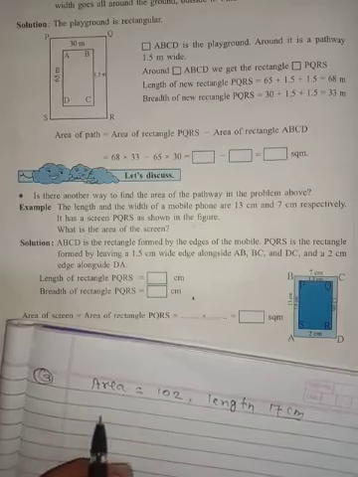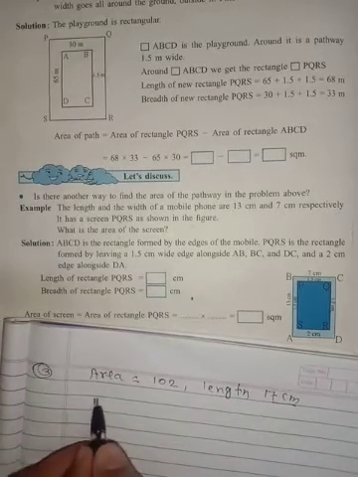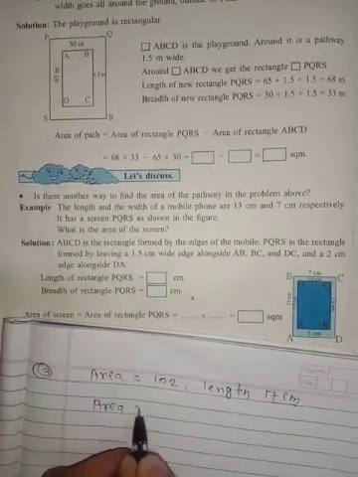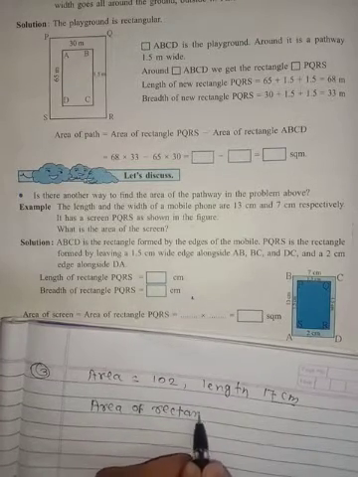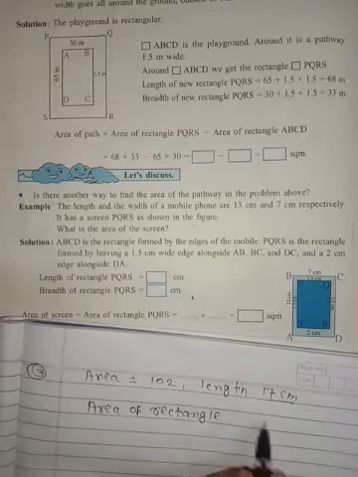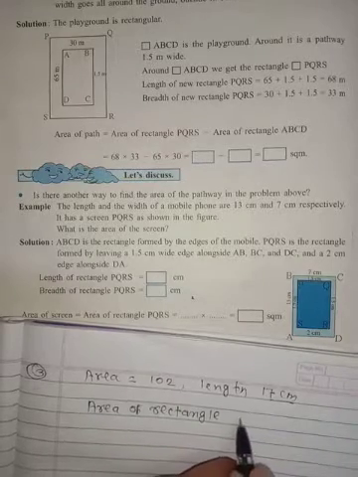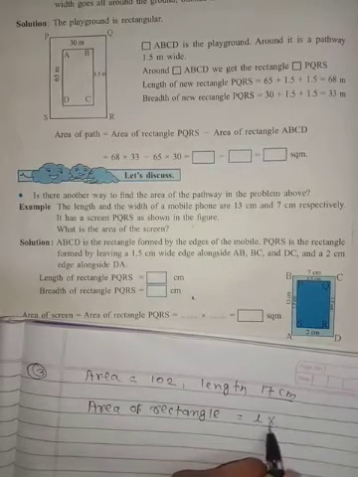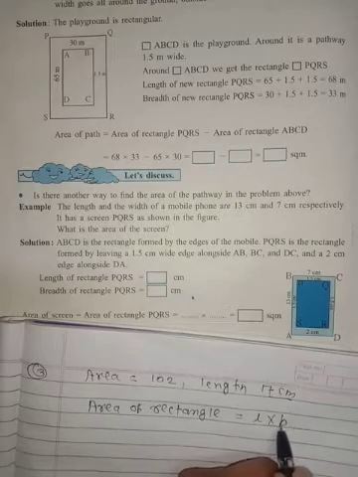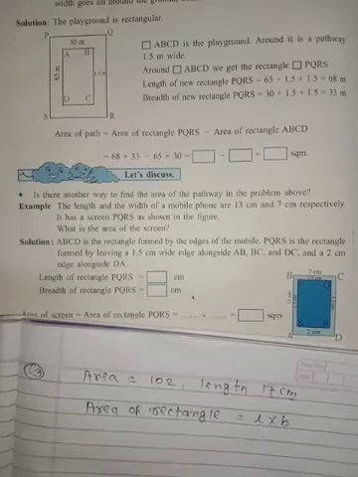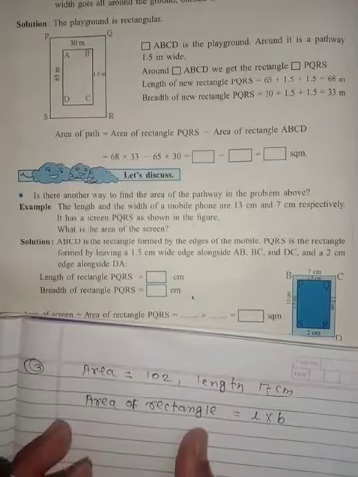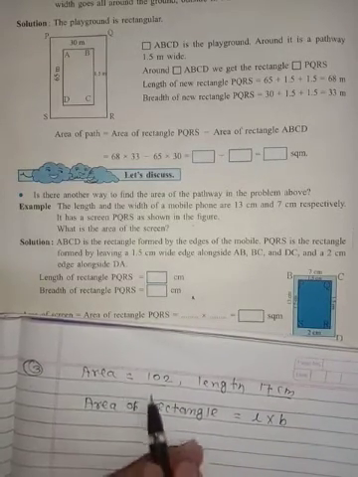What is the formula of area? The formula of area of rectangle equals length multiplied by breadth. L means length and B means breadth. So area of rectangle is given, so it is 102.